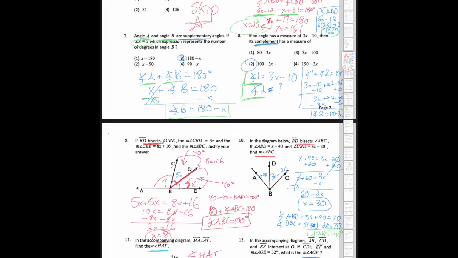So that means because they're complements, we're doing angle 1 plus angle 2 equals 90 degrees. Angle 1 we said was equal to 3x minus 10, and we're adding angle 2 to that to equal 90 degrees. So now let's try to get angle 2 by itself. So first thing I do is add my 10, then subtract 3x, and when I do that and get angle 2 by itself, we get angle 2 is equal to 100 minus 3x.